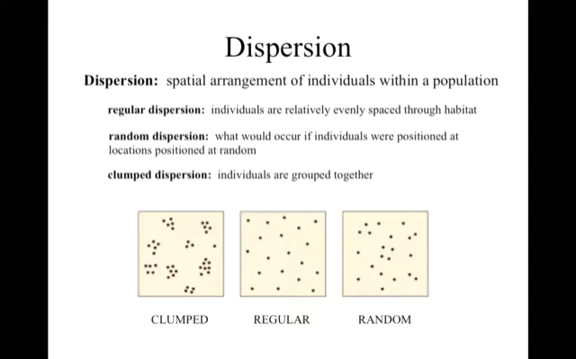An alternate spatial arrangement is what's known as random dispersion. And this is what you would get if you sort of closed your eyes and threw darts at the surface. It's just where they land, and that's where they live and grow. And so that example is shown on the right. And then we have clump dispersion, where individuals are actually more grouped together than they would be by chance, by just where you might throw darts if you were blindfolded and throwing darts on a board.